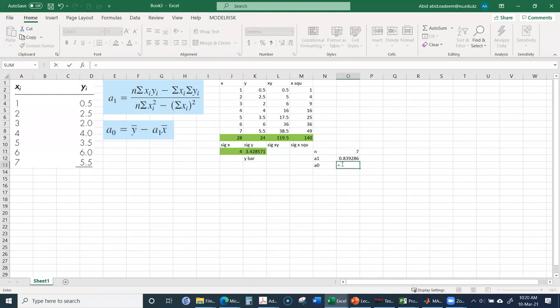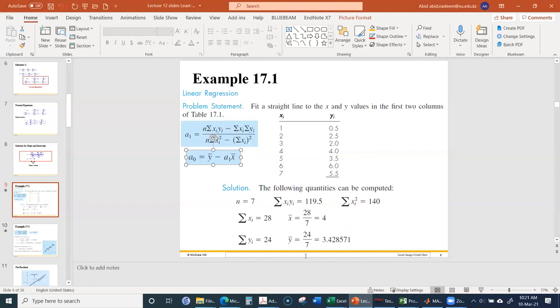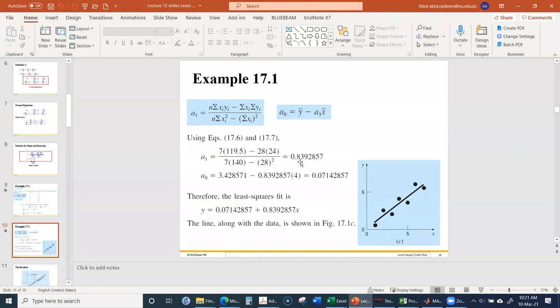So a naught is equal to, so now this will be x bar, okay? So a naught will be equal to y bar, this minus the value of a1 times x bar. X bar is this. So it will be 0.071429. So we will get this curve. So if we see that by solving it, we have found all these values together. And in the end, we get these answers, 0.8392 and 0.07142. Okay. So if we plot these points and if we plot these lines, we will get this kind of data.